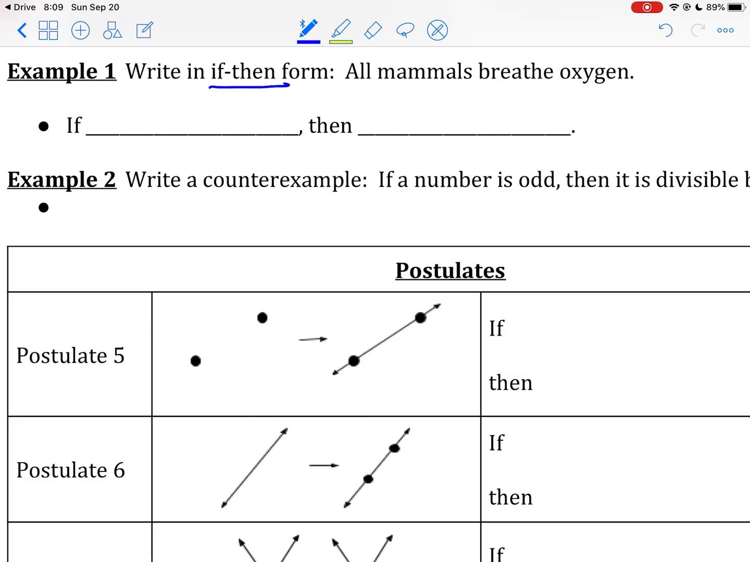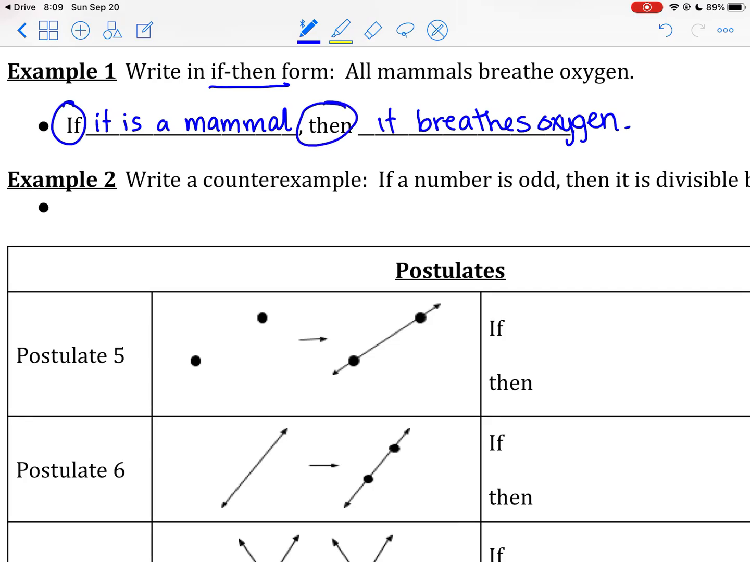So I'm going to take the first part of that sentence and say, if it is a mammal. We can look at any animal, or any species, and decide if it is a mammal, then it breathes oxygen. We're taking something and testing it to see if it will fit this conditional statement. So if it is a mammal, then it breathes oxygen. The big part of conditional statements is that they are in this if-then form.